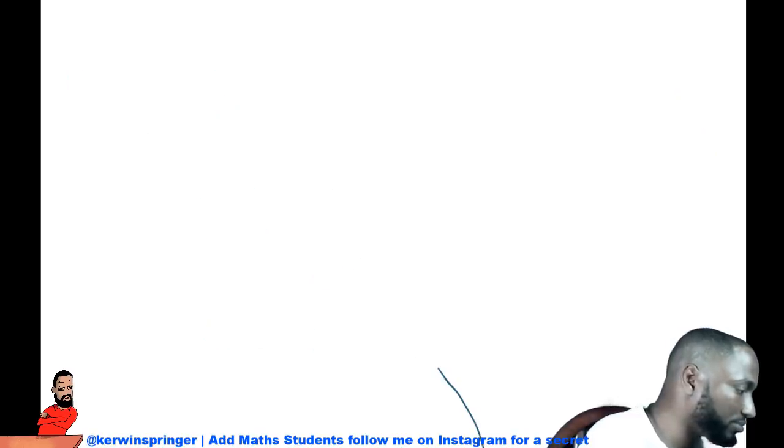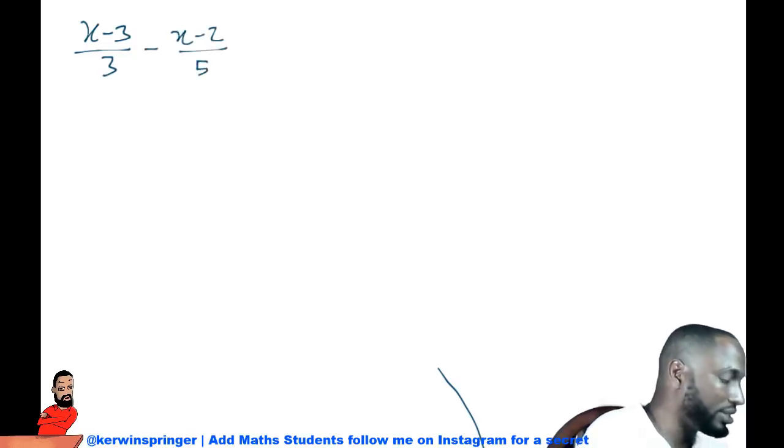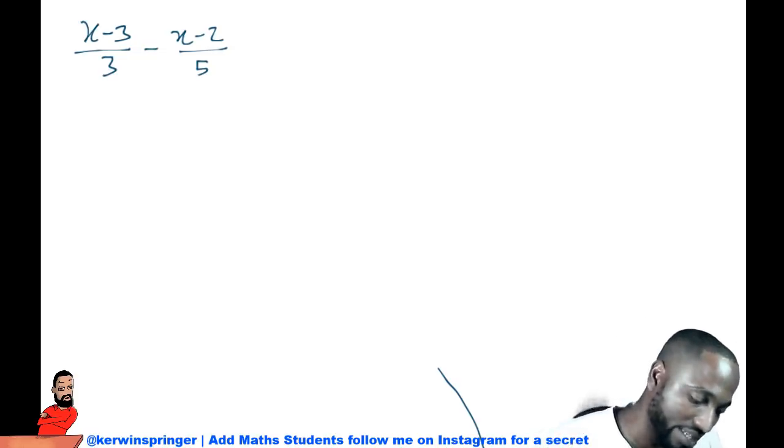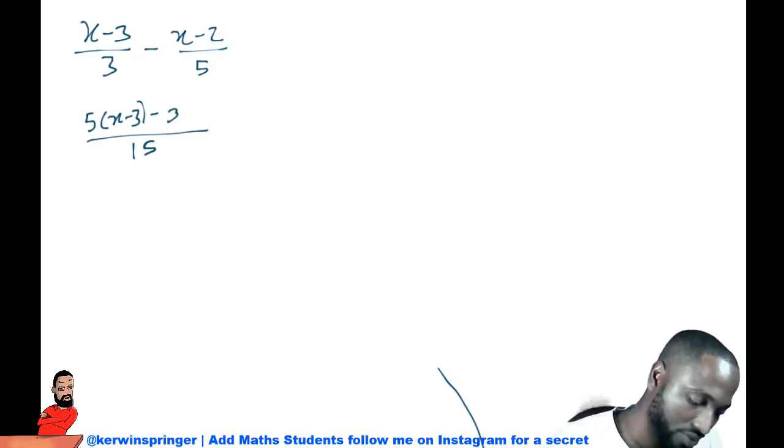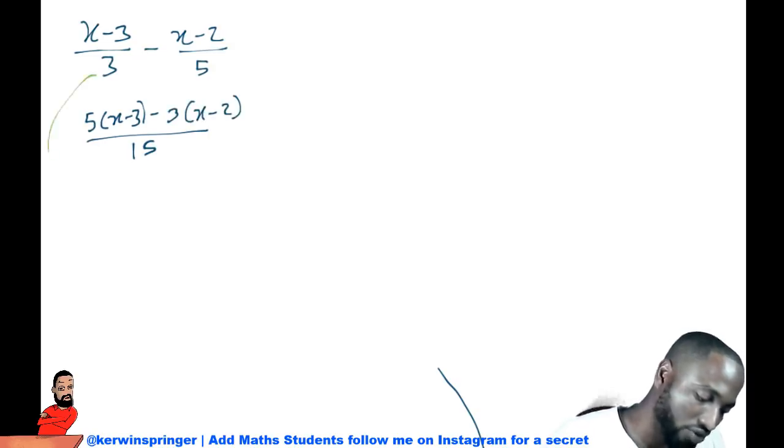x minus 3 over 3, take away x minus 2 over 5. So we find the LCM. Multiply by 5 here, take away by 3 times x minus 2, because 3 into 15 is 5, and 5 into 15 is 3, so you multiply by the numerator of each of them. I'm feeling like the 9 is the correct answer because people are starting to swing into that one. 5x minus 15, take away 3x plus 6, over 15.